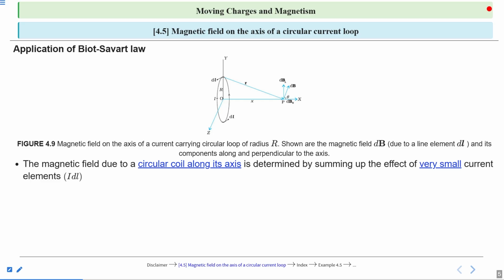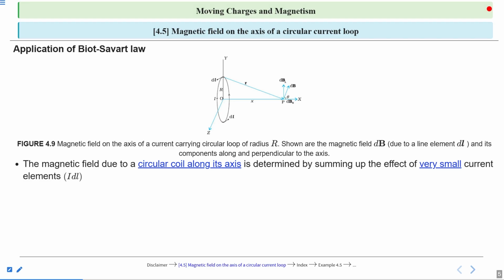So the magnetic field due to a circular coil along its axis is determined by summing up the effect of very small current elements. Like we have done in the previous lecture, we are going to consider a very small current element dl on this current loop and find the magnetic field dB due to it at point P. Then we will sum up the magnetic fields due to all the small elements on this circular loop and find the net magnetic field at point P.